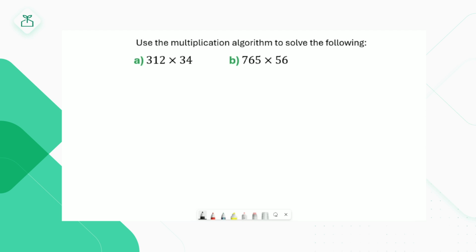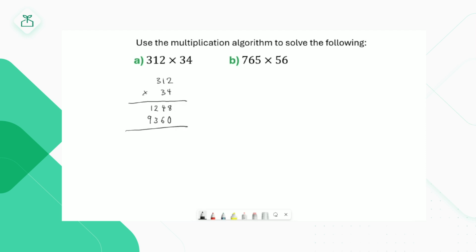Okay, so let's get started by rewriting our problem. So it's 312 multiplied by 34. Okay, 4 times 2 is 8. 4 times 1 is 4. 4 times 3 is 12. Alright, next one. It's 30, so put down 0. We do 3 times 2 is 6. And 3 times 1 is 3. And 3 times 3 is 9.